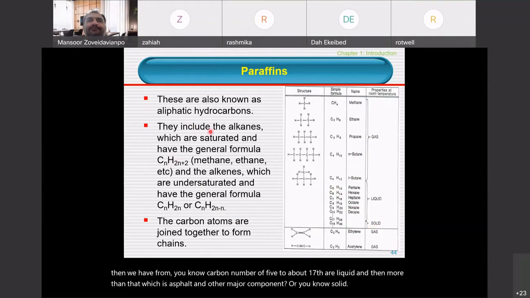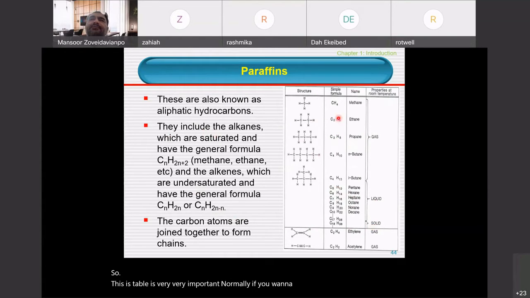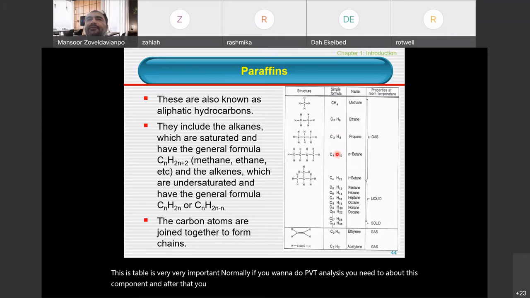Okay, so this table is very, very important. Normally, if you want to do PVT analysis, you need to know about these components, and after that you will do simulation of pressure, volume, and temperature for your liquid and your hydrocarbon. Okay, so what do they include?